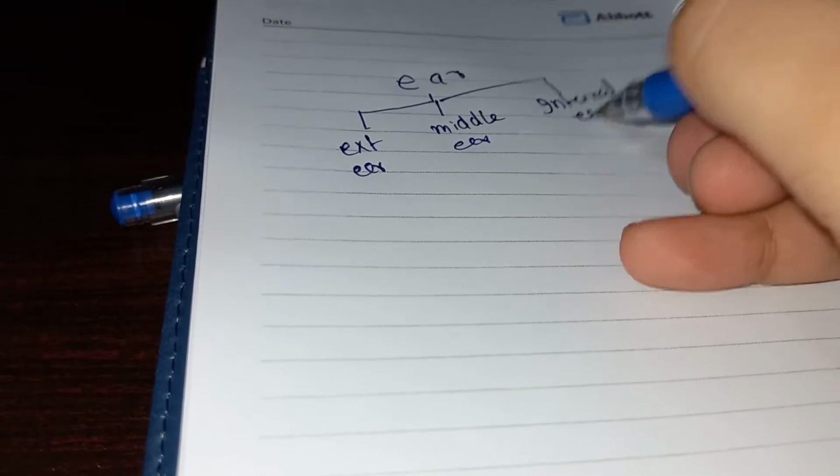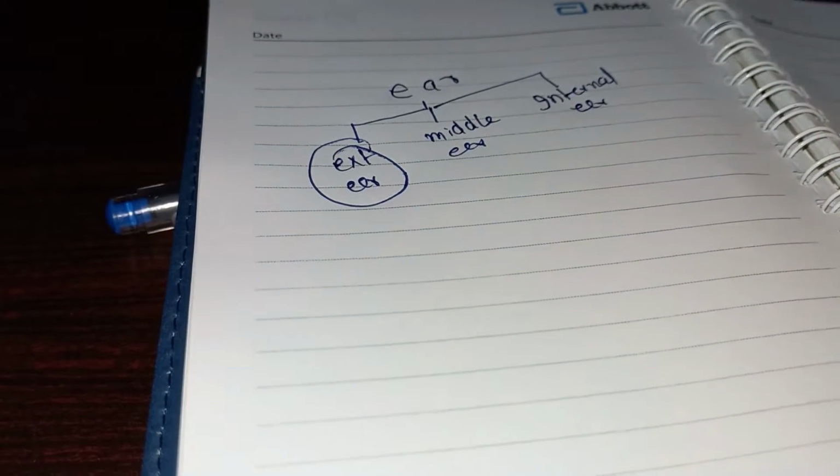Ear is divided into three parts: external ear, middle ear and internal ear. So we are starting from the external ear.